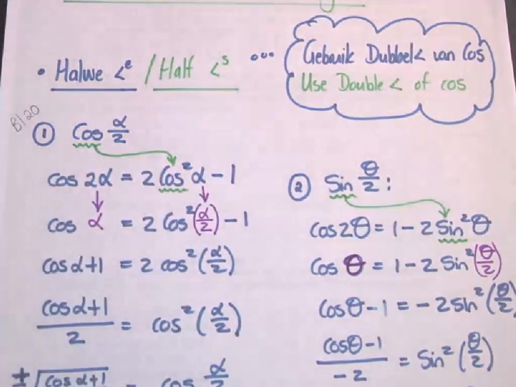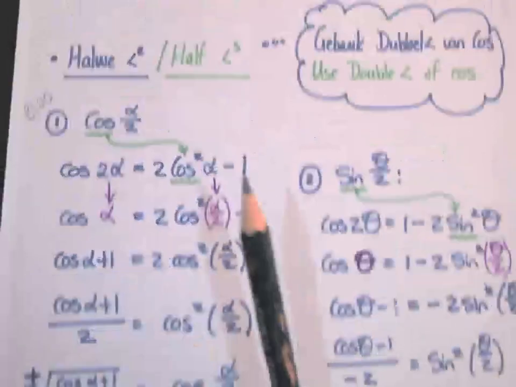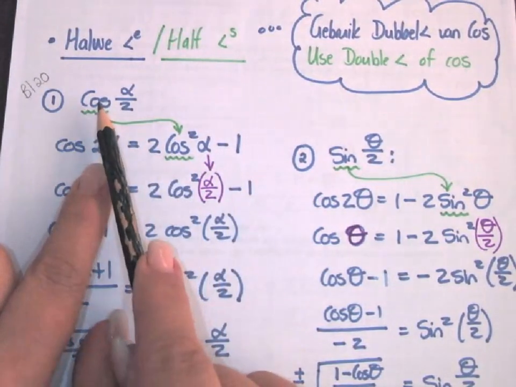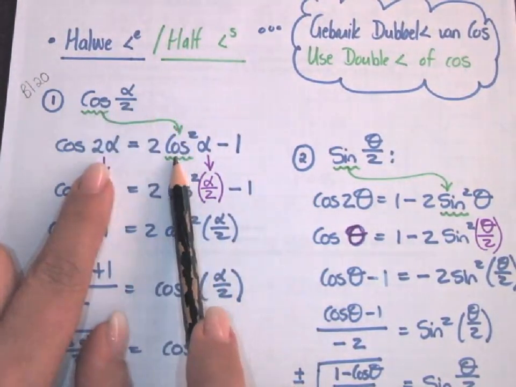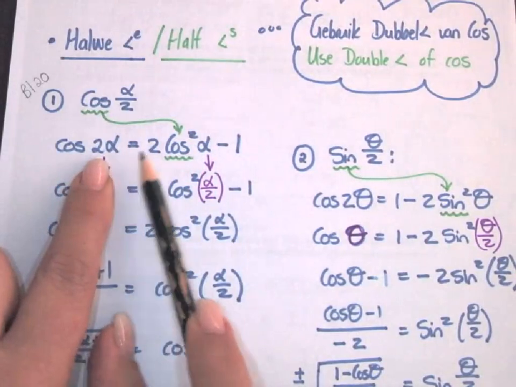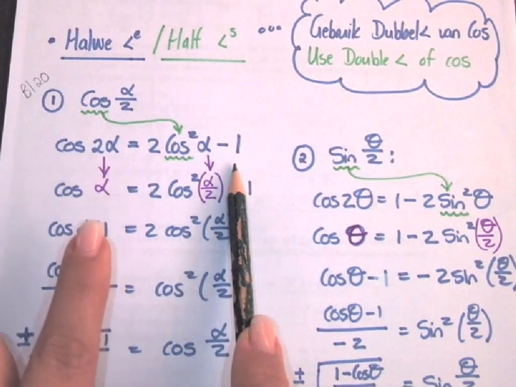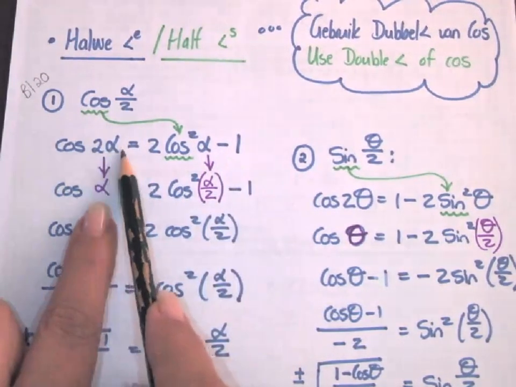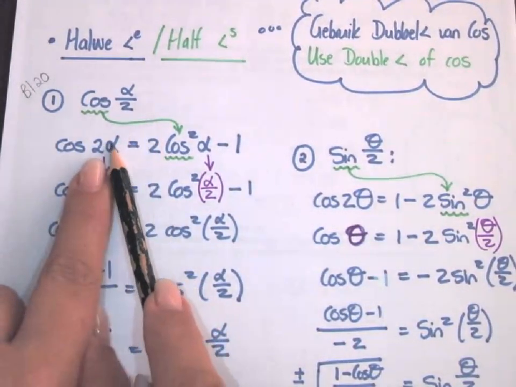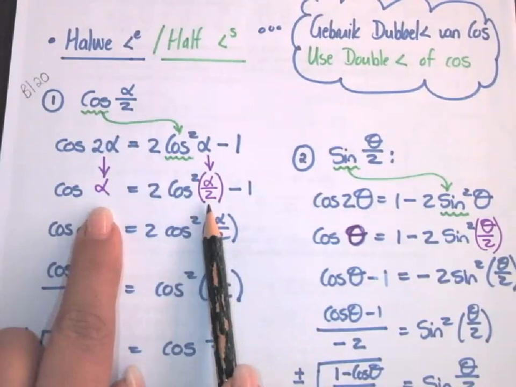Let me explain how you get to the answer of cos of a half angle. We use cos of a double angle, and because I want cos half angle, I use the one in terms of cos. So cos of 2 alpha equals 2 cos squared alpha minus 1. Now I'm going to change the 2 alpha only to an alpha. That means that 2 alpha's half is alpha, so alpha's half is alpha over 2.